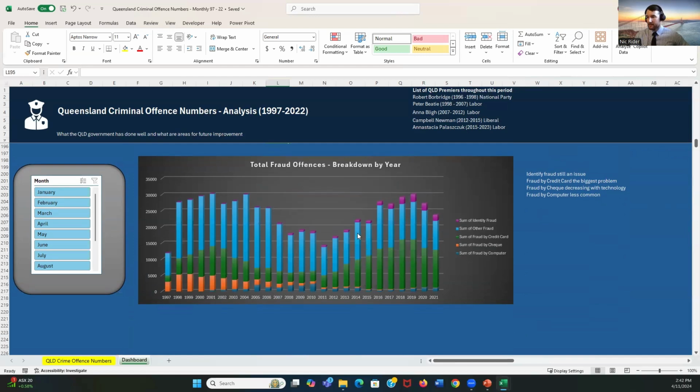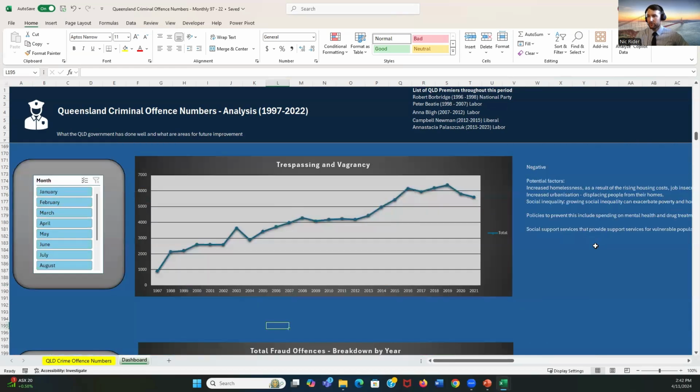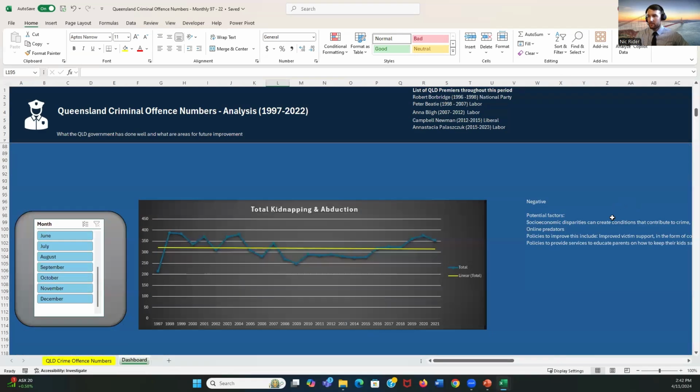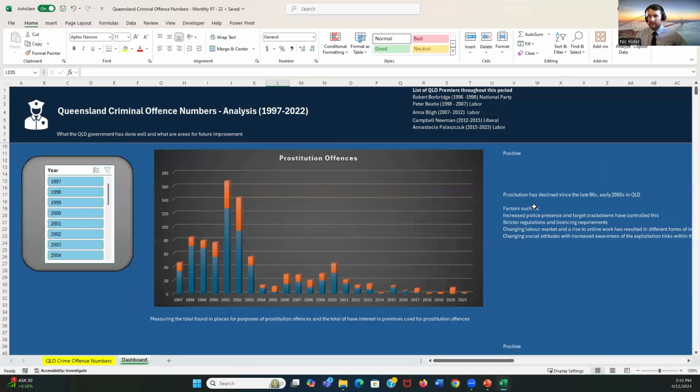And fraud offences down here, it wasn't too bad there. They went up a little bit, but nothing to really note there. So that's the first analysis for today, guys, in Excel on a dashboard for the Queensland criminal offence numbers across Queensland.